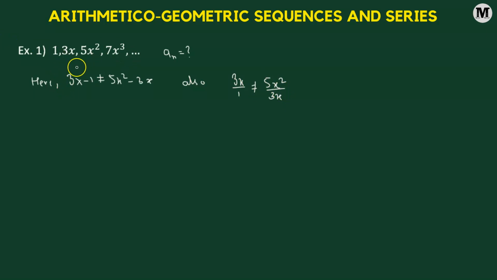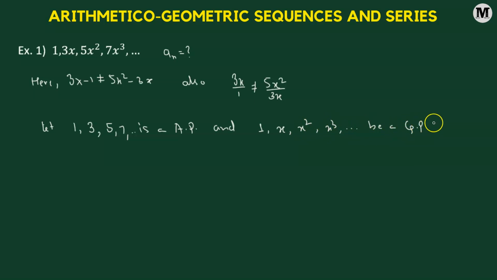However, if we look closely at the given sequence, then we can say it's composed of two sequences. Let's say we consider the sequence of the coefficients of x, where the first term is 1, then 3, followed by 5, then 7. This is an arithmetic sequence, or arithmetic progression. And we have the first term 1, the next term x, then x squared, then x cubed. Let this be a geometric progression or a geometric sequence.